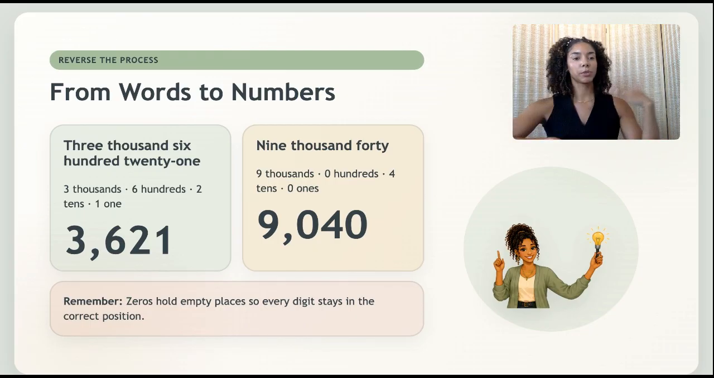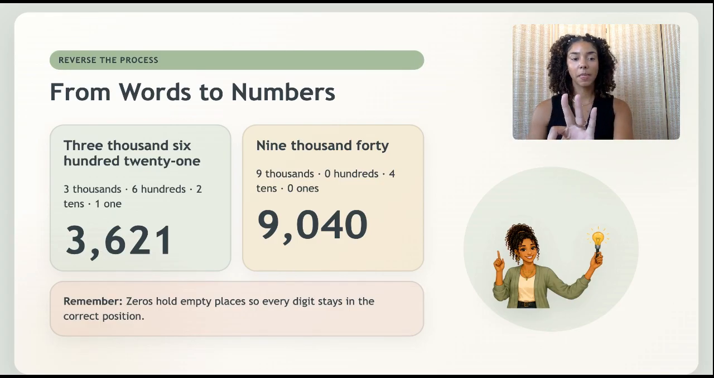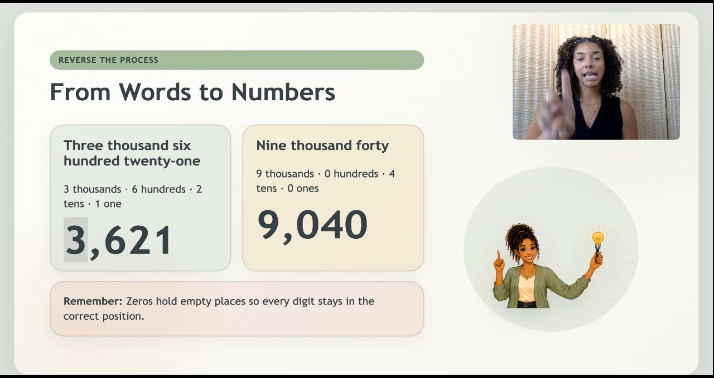Now we're going to reverse the process. We're going to look at the writing and we're going to transition that into numbers. So we're going to go from words to numbers. Listen to this number, 3,621. I hear 3 thousands, comma, 6 hundreds, 2 tens, and 1 one. That gives me 3,621.